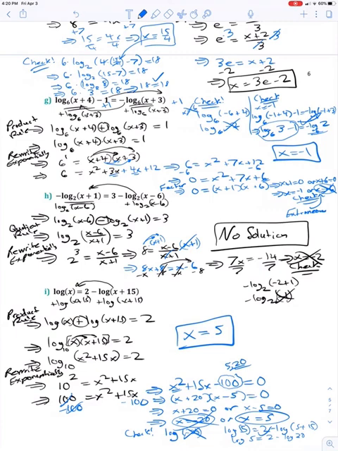So those are logarithmic equations, right? Using our properties to help us, and using our log definition. Remember, logs are exponents, so we can convert them over exponentially.